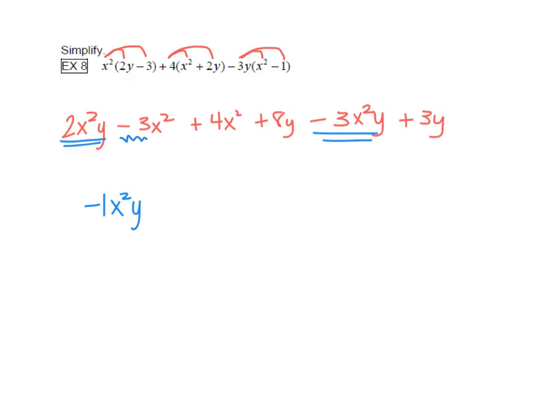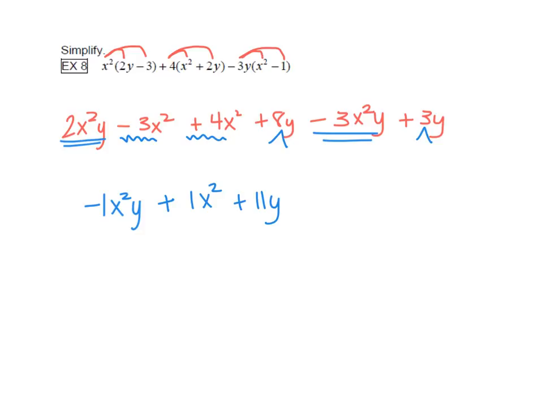All right, here's a minus 3x squared, here's a plus 4x squared, and I don't see any others, so if I put those together, negative 3 plus 4 is 1x squared, and then we have 8y plus 3y, so that gives us 11y.